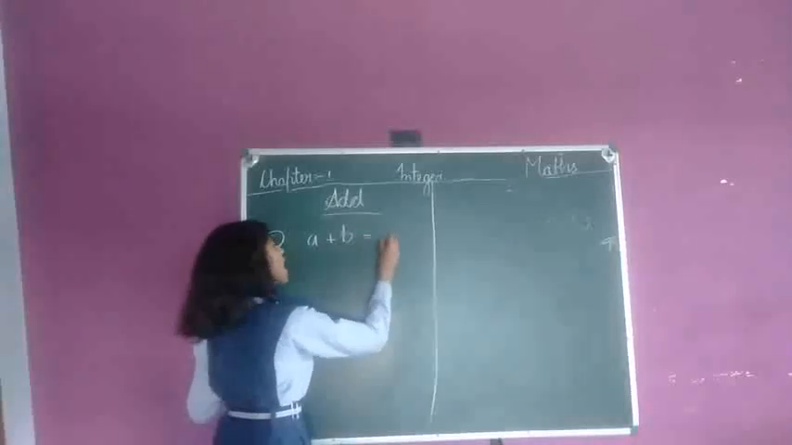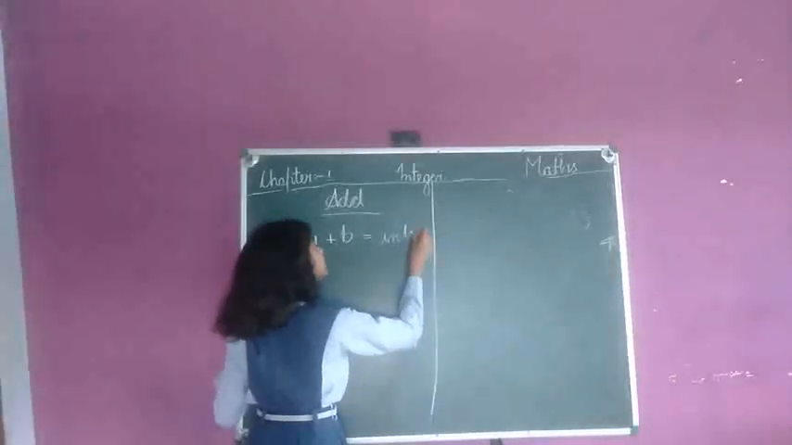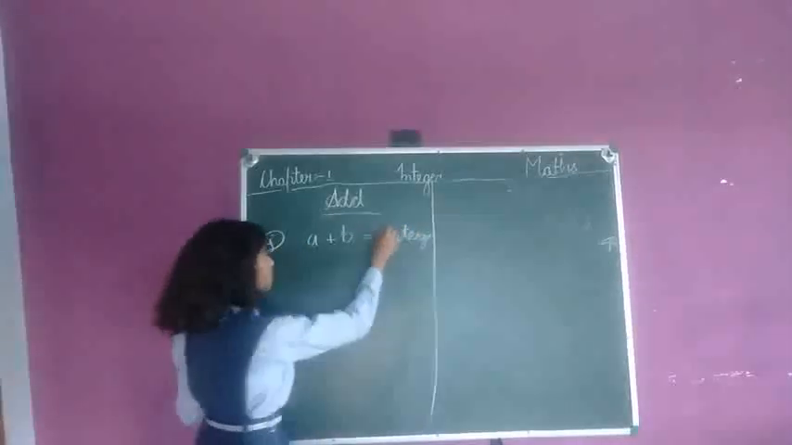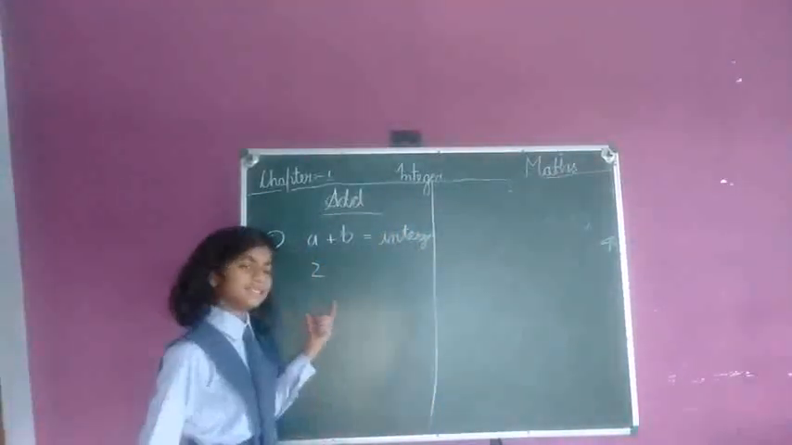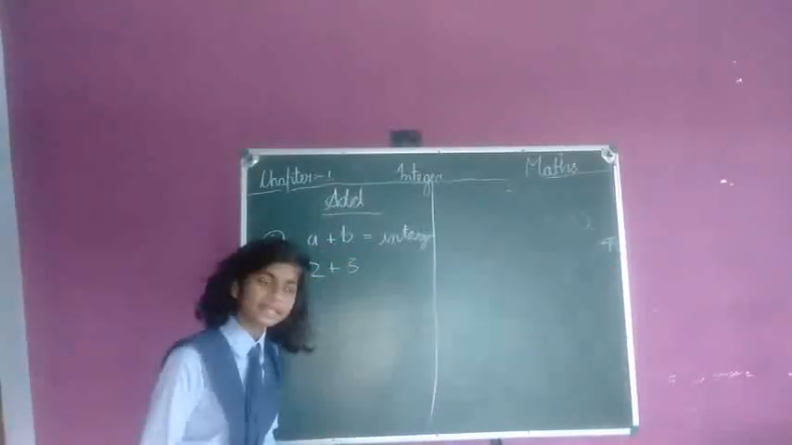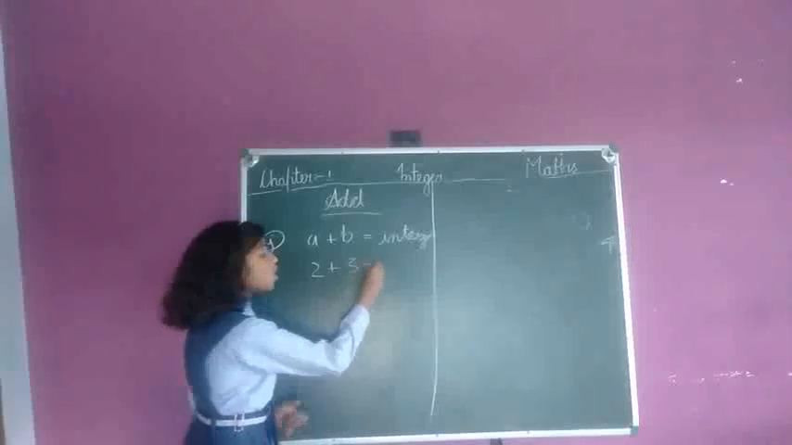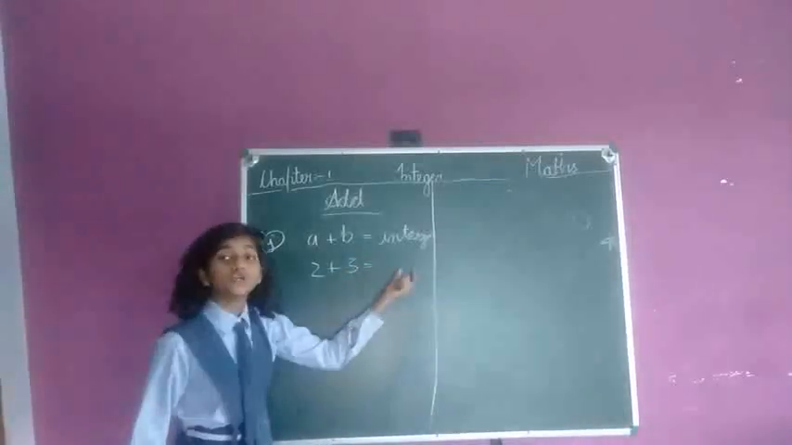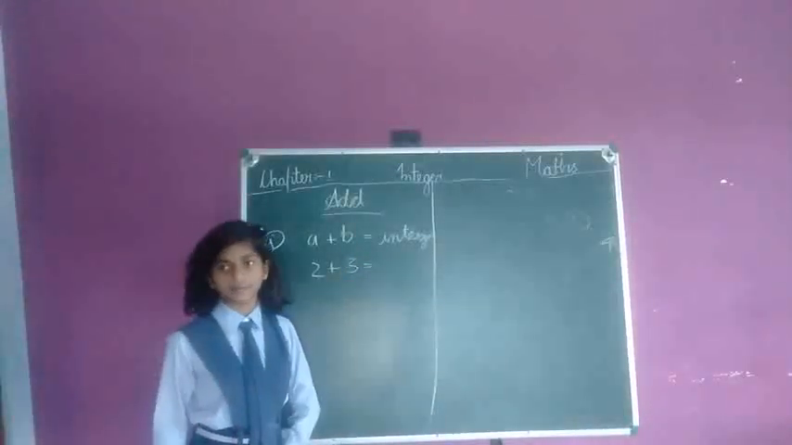will also an integer. Let's solve this. 2 is an integer plus 3 is also an integer. So their sum should also be an integer.